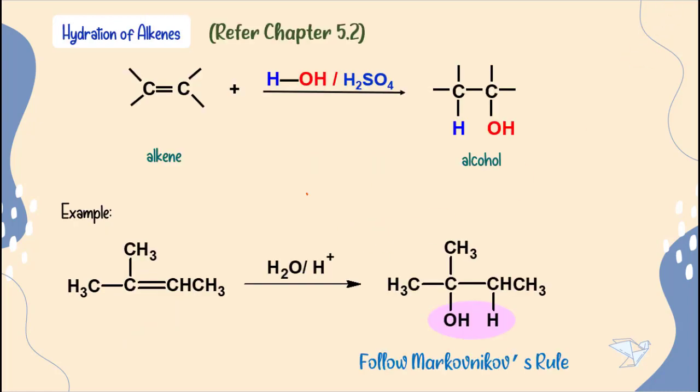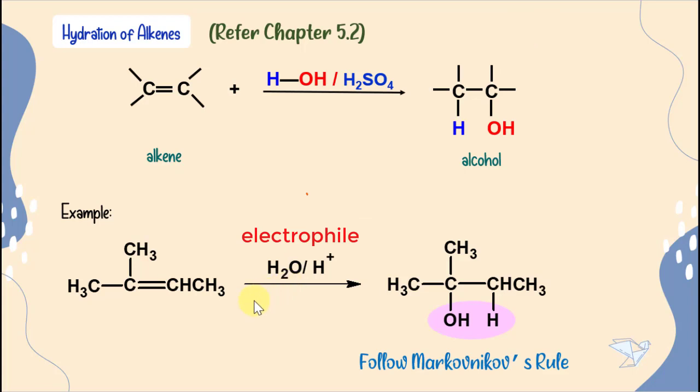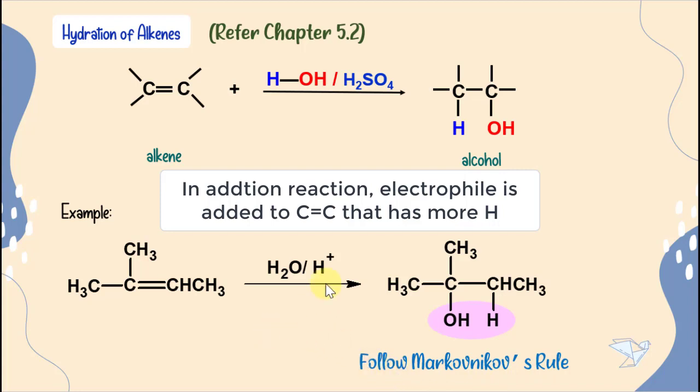Another method to prepare an alcohol is through the hydration of alkenes. You learned this in chapter 5.2. In this reaction, alkenes will react with acidified water to form an alcohol. Since the type of reaction is an electrophilic addition reaction, an electrophile will be added to the carbon-carbon double bond, which is our nucleophile. To determine the product formed, we have to follow the Markovnikov rule, which states that in an addition reaction, the electrophile, in this case H+, will be added to the carbon that contains the highest number of hydrogens, and then our OH group will enter the carbon next to it.